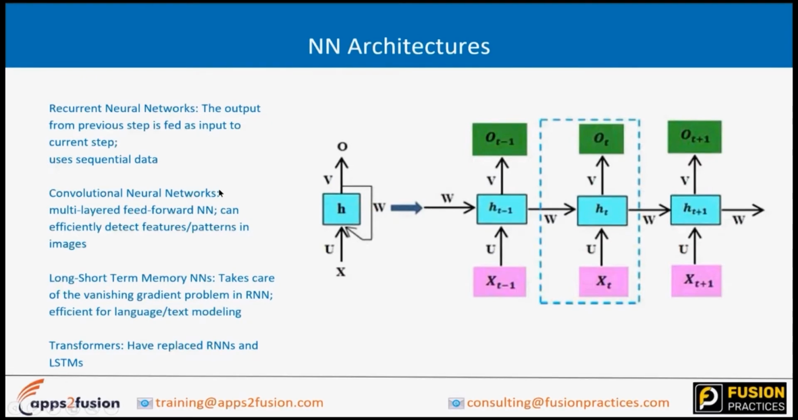So there are different architectures of neural networks. We can't actually go through all of the architectures because there are so many that we can't cover them during one training session. And even I don't know many of them which have been released through research papers in the last few years.